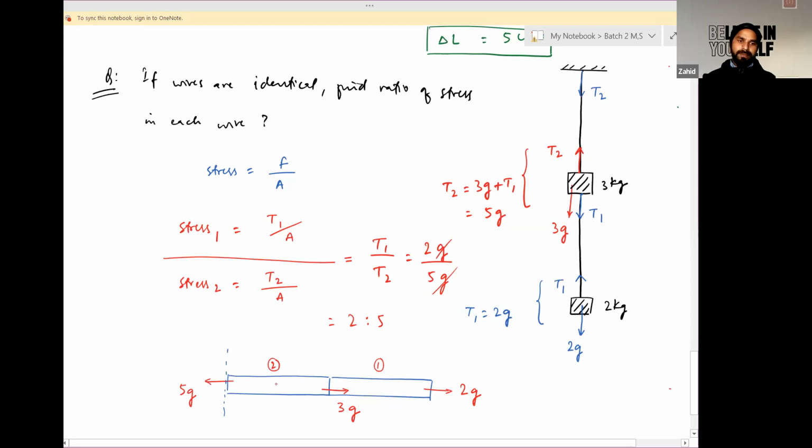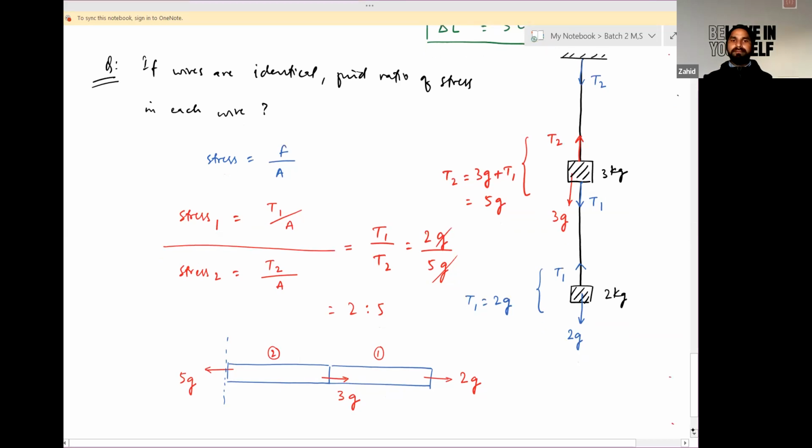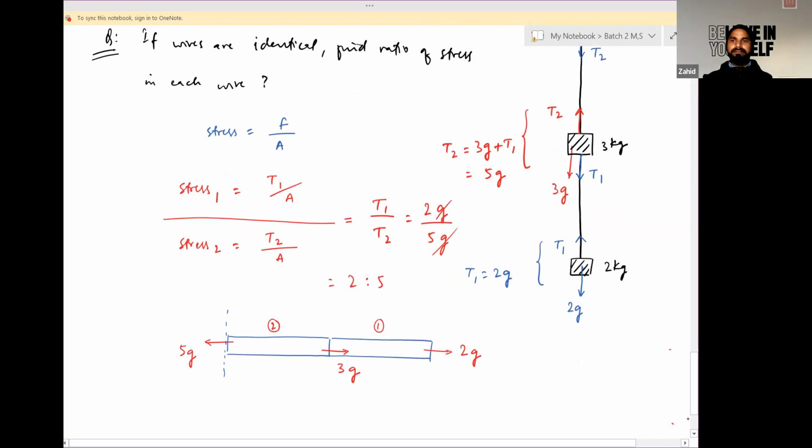First of all, just try to write this problem in a vertical form like this, and then apply this concept to find a relation of stress, strain, or Young's modulus. Is it clear? Yes, sir.